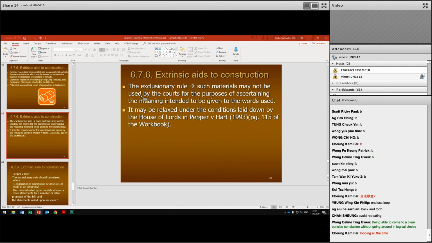In the past, the court had used the exclusionary rule. The exclusionary rule means such material may not be used by the court for the purpose of ascertaining the meaning intended to be given to the words in use. So now the rule has already been relaxed under the conditions laid down by the House of Lords in a case called Pepper v Hart.